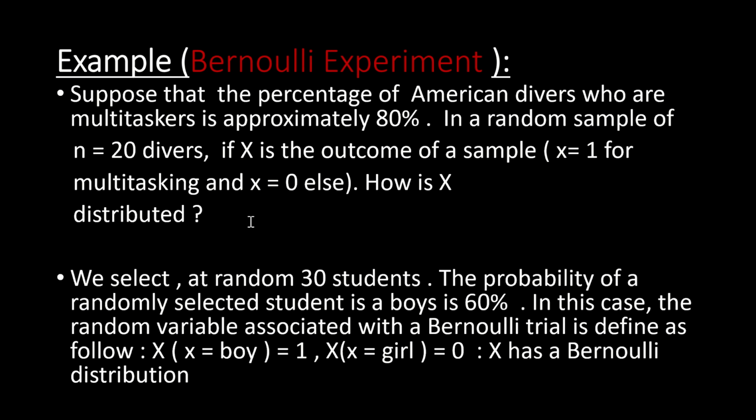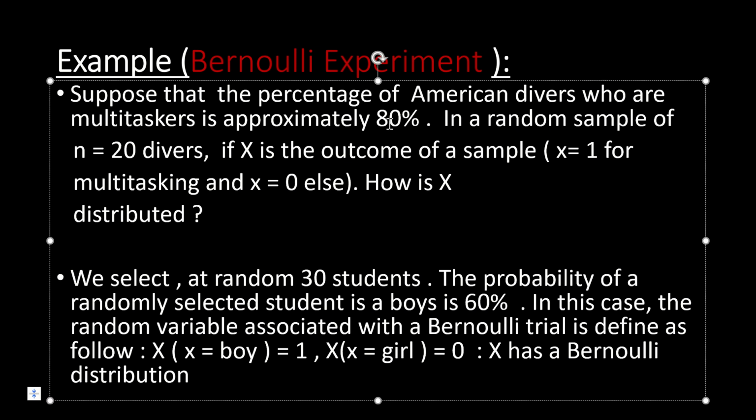So now we want to pick one specific example here. Suppose that the percentage of American drivers who are multitaskers is approximately 80%. When you see a percentage like 80%, this is a sign that it is a probability. In a random sample of n drivers, if X is the outcome of a sample, we can have X equal to 1 for a multitasker and X equal to 0 if you're not a multitasker.